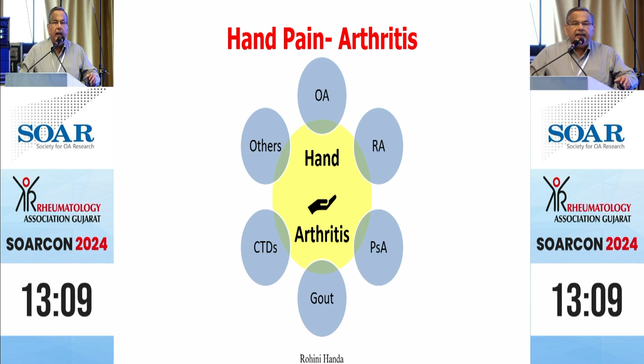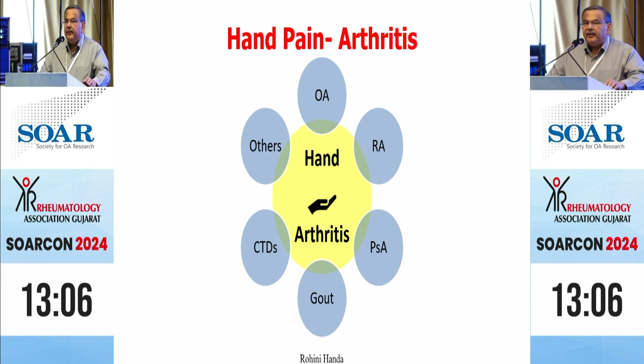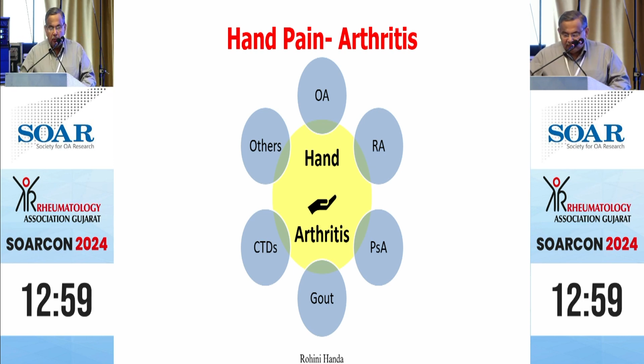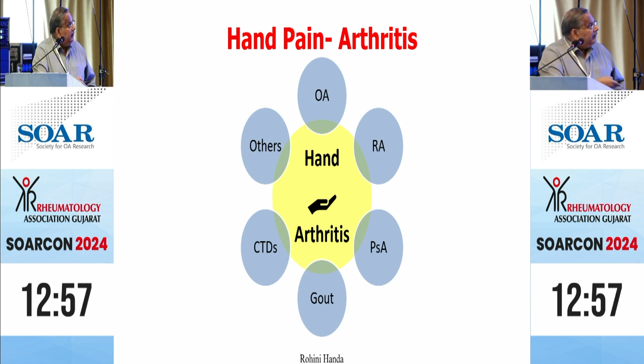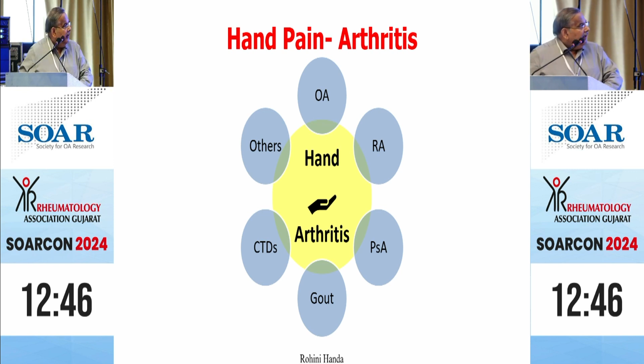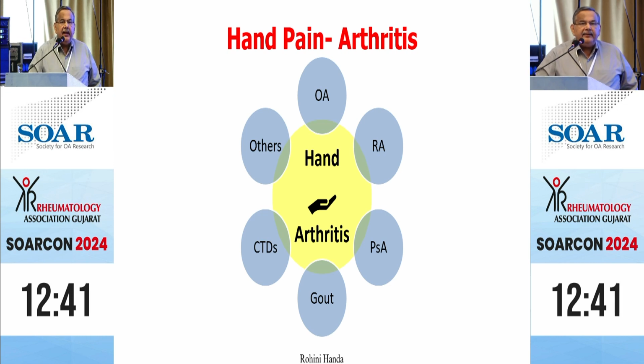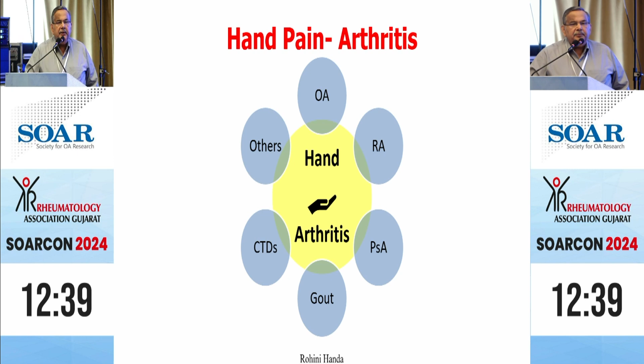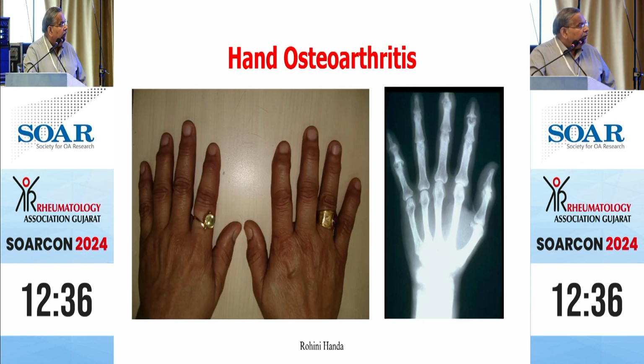Now if you look at the arthritides that account for hand pain, we have several that could cause hand pain. Topping the list, osteoarthritis, then we have rheumatoid arthritis, psoriatic arthritis, crystal arthritides, connective tissue diseases, and a few others, and each has a distinct pattern, which I'm sure is an iteration of well-known facts.